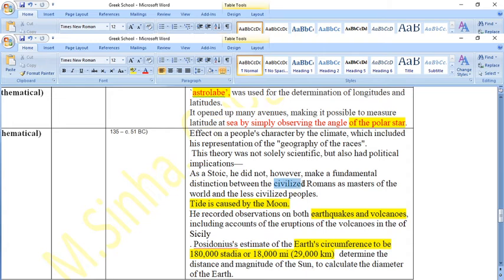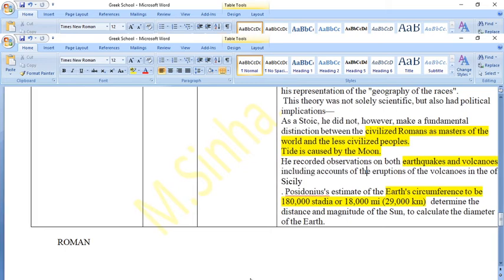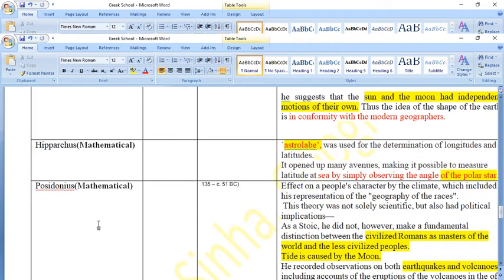He described the details of the Roman Empire and Roman civilization, about the people, their dress, their food habits, as well as the causes and consequences of tides and lunar attraction, how lunar attraction is related to the tides, and how earthquakes and volcanoes are interrelated phenomena, using Sicily volcanoes as an example. He also measured the circumference of the earth through the stadia method, and also calculated the diameter of the earth and the distance between the sun and the earth. So he made lots of contributions in the field of mathematical geography.